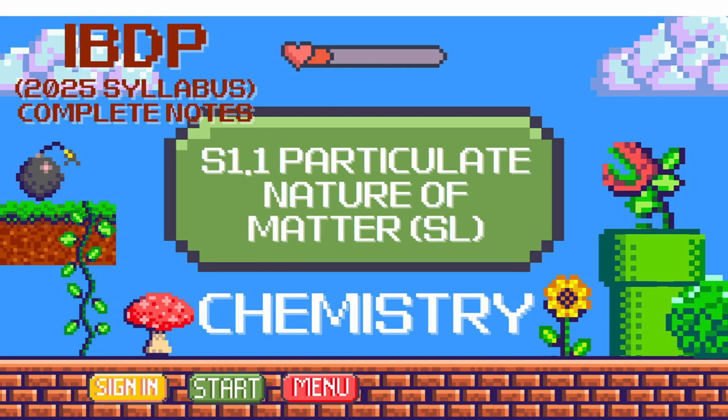So in chemistry, in the new 2025 syllabus, IBDP is separating the two parts, R and S, and you will learn about S first. You start from S1, S2, and S3, and each part is divided into S1.1 or whatever. The first one is very foundational. We call it the particulate nature of matter.